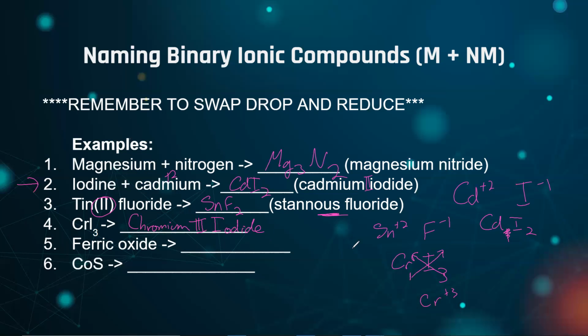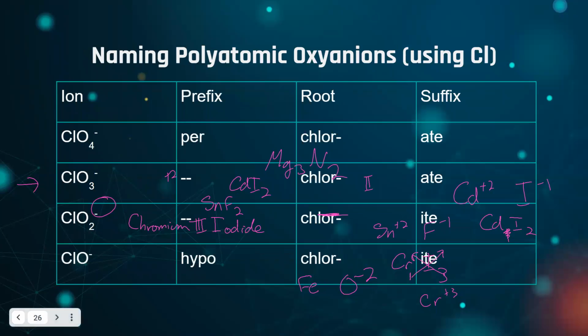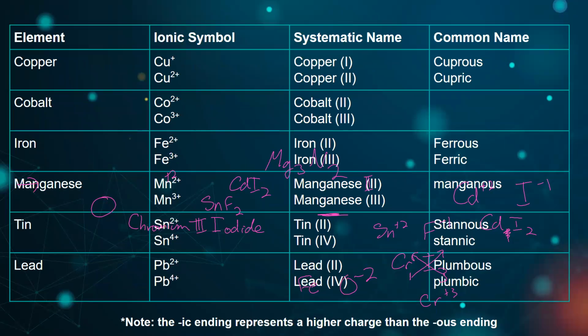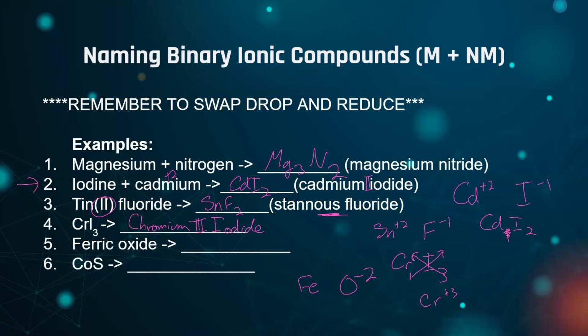Okay, ferric oxide is going to be iron and oxygen. Oxygen, because of its group number, we know is a -2. And iron, on the other hand, we should probably, if we can't remember what that IC ending means, we go back 1 and we consult our chart. We see that that IC ending means a +3. So we're going to go back here and we're going to give iron a +3 and we're going to swap and drop. So that ends up being Fe2O3.